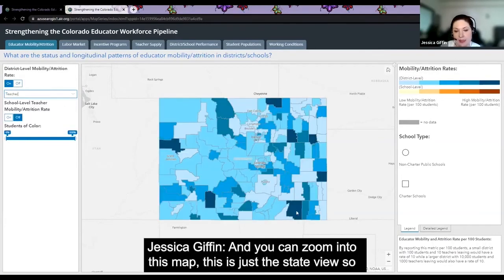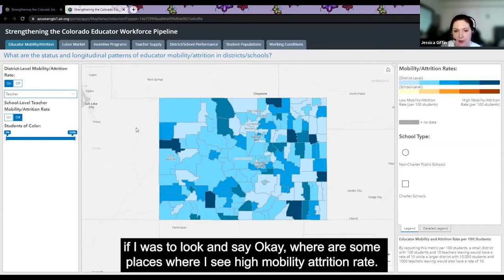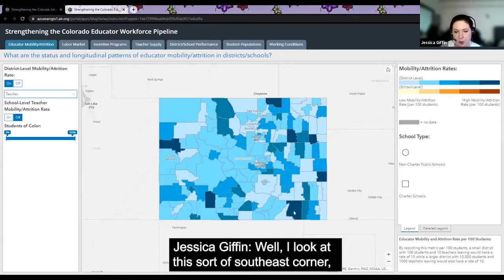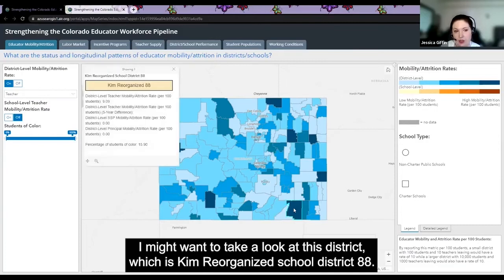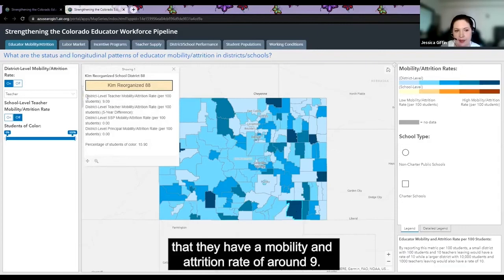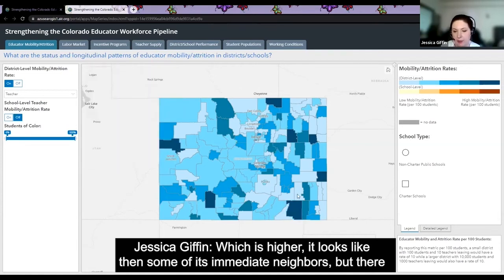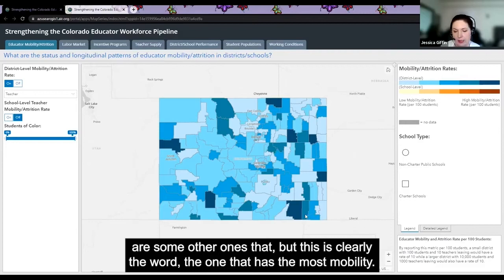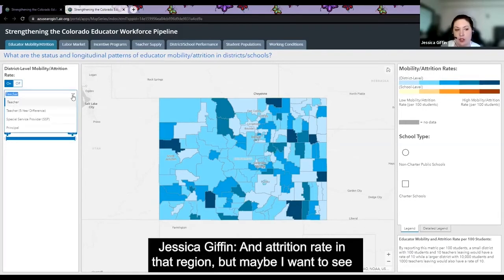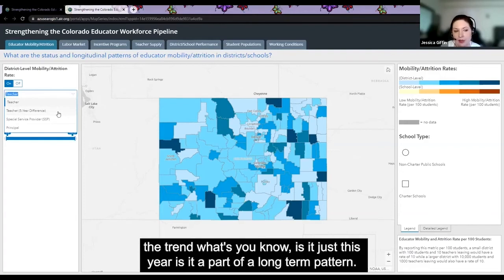And you can zoom into this map. This is just the state view. So if I was to look and say, okay, where are some places where I see high mobility and attrition rate? Well, I look at this southeast corner, I might want to take a look at this district, which is Kim Reorganized School District 88. And I can see in this data that they have a mobility and attrition rate of around 9, which is higher, it looks like, than some of its immediate neighbors. There are some other ones, but this is clearly the one that has the most mobility and attrition in that region.